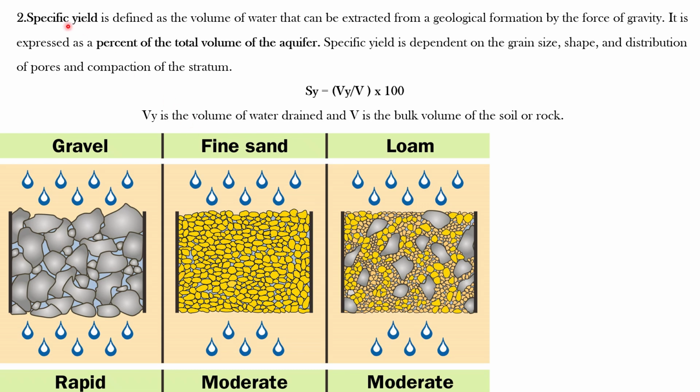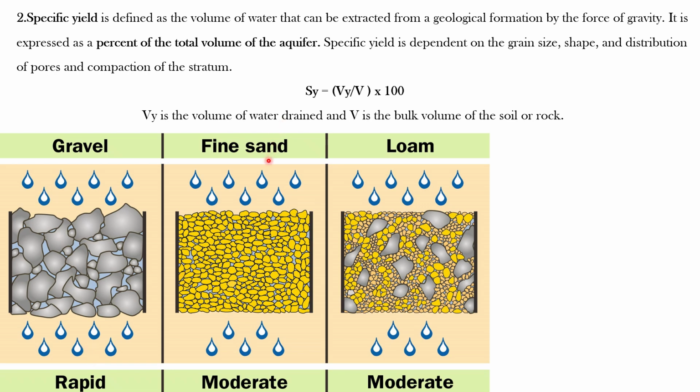The next property is specific yield. It tells us how much water can actually come out of the soil or rock due to gravity. The formula is Sy is equal to Vy by V into 100. Here Vy is the volume of the water drained and V is the total volume of the material. For different types of soils, we get different yields. The first one is gravel. It gives a rapid yield. Water drains very quickly here.